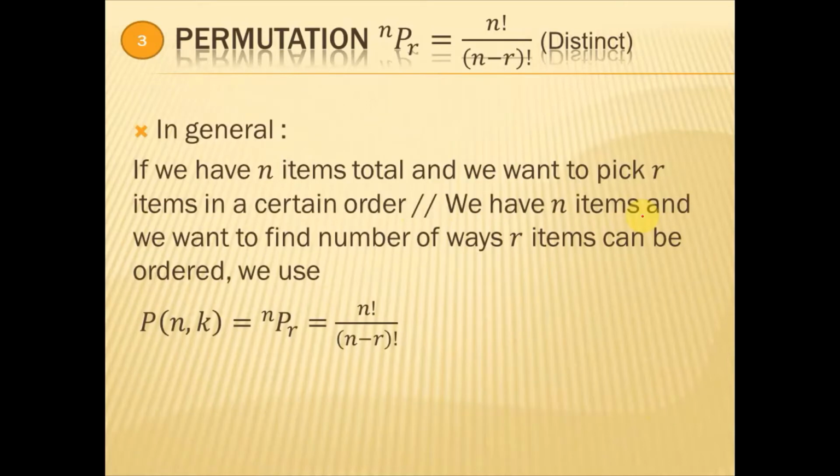Okay, next. So in general, apa yang cakap tadi adalah kalau we have n items in total and then kita nak pick r items in a certain order. Maksudnya seorang ni kena dapat ni, seorang ni kena dapat ni, seorang ni kena dapat ni. Therefore, kita akan choose P.